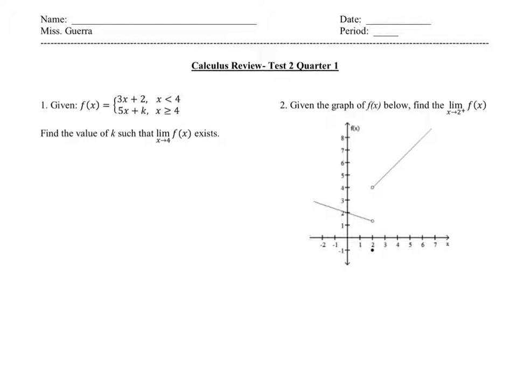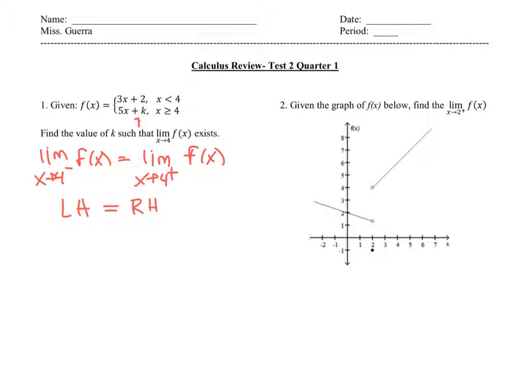Alright, so the first question states, find the value of k such that the limit as x approaches 4 exists. That means I want to find this value of k. Now, for the limit to exist, the limit as x approaches 4 from the left of f of x must equal the limit as x approaches 4 from the right of f of x. So basically, the left-hand limit has to equal the right-hand limit. In order to figure this out, I'm going to find the left-hand limit and the right-hand limit.